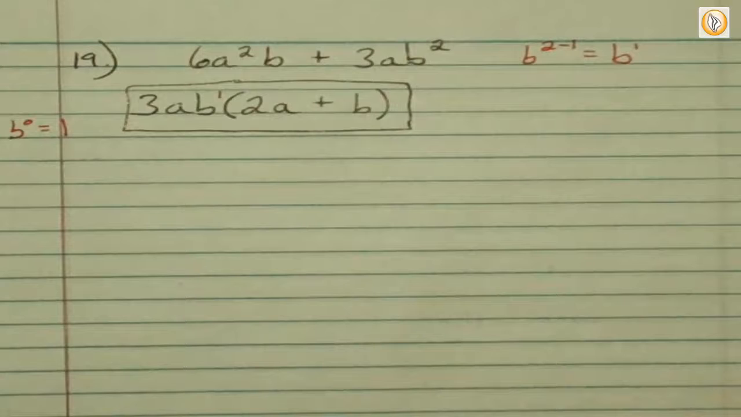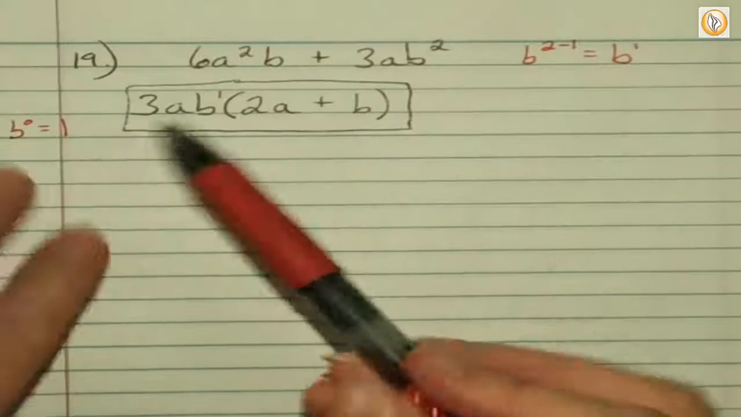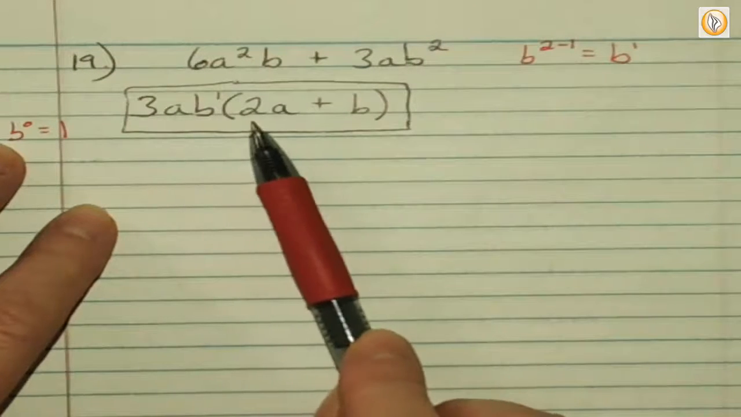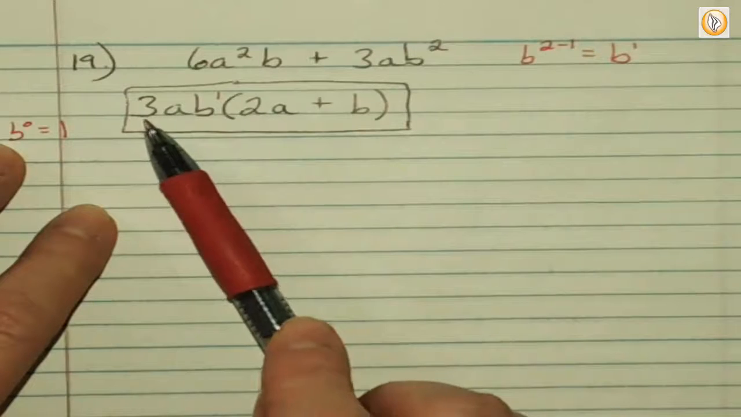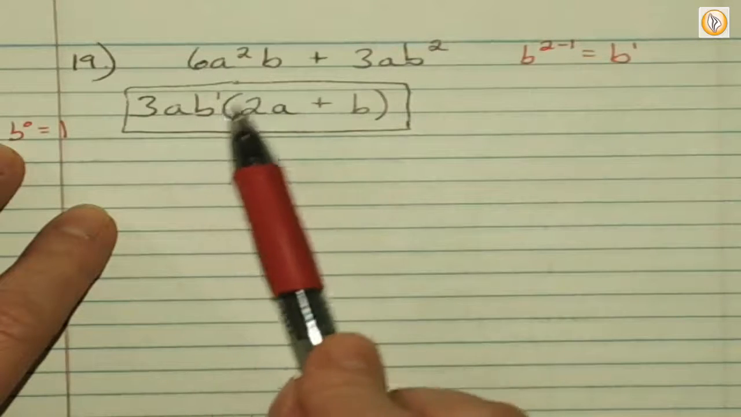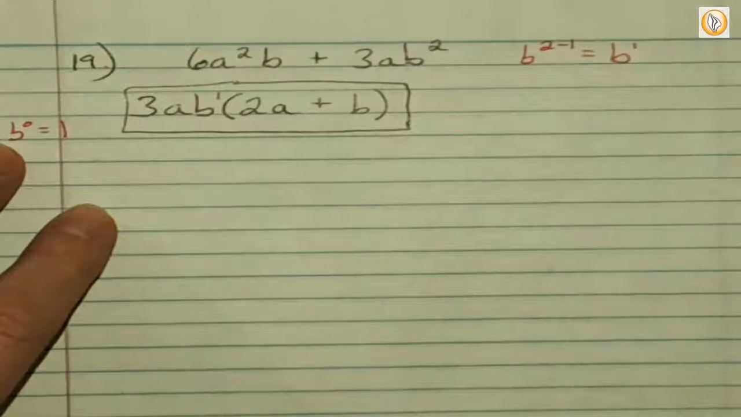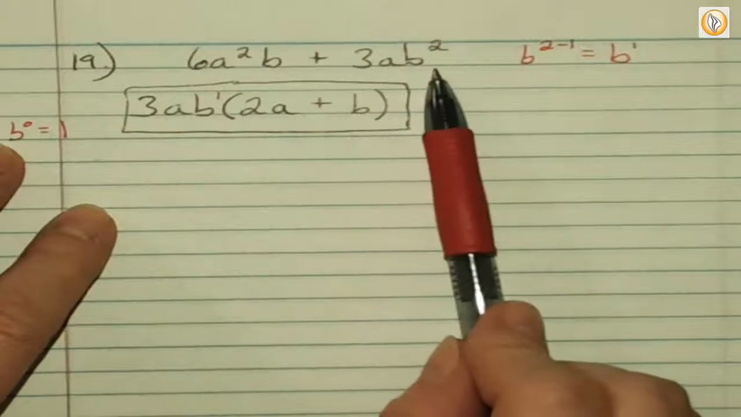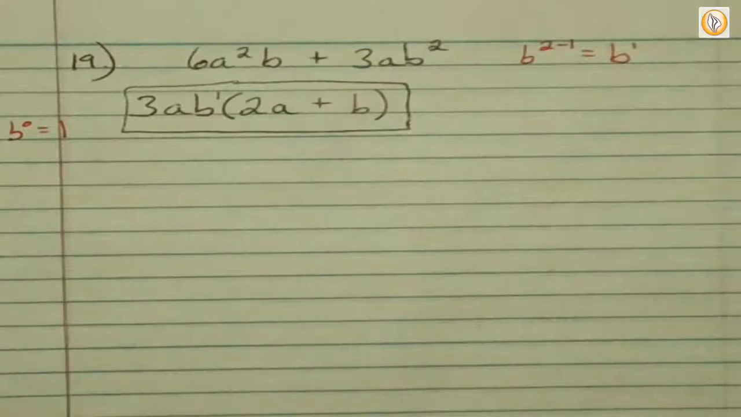Now, again, to check yourself, you can go back and do the distributive property. 3AB times 2A, that would be 3 times 2 is 6. A times A is A squared, and then B is just B. And then 3AB times B is 3AB squared. So definitely you can check yourself each time.